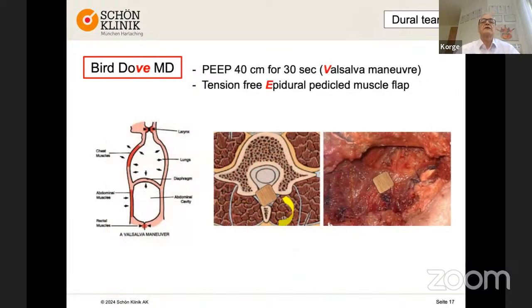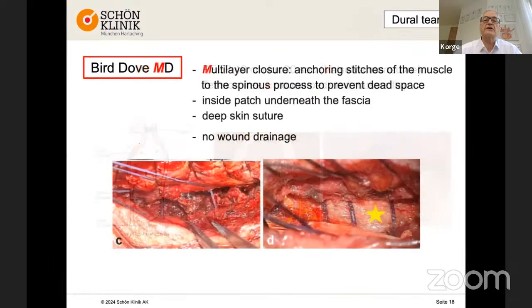And then if everything is closed, we always recommend a PEEP of at least 40 for 30 seconds, known as the Valsalva maneuver. And if everything is now safe and closed, then I would recommend to put a tension-free pedicled muscle flap on top or in the dead space here in order to close the dead space and in order to avoid secondary CSF leakage.